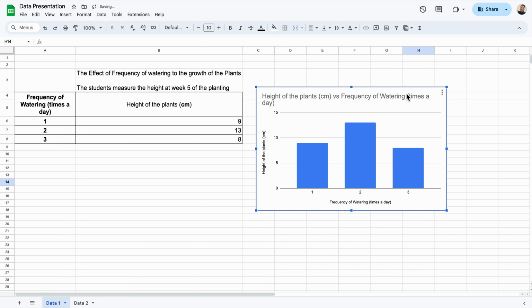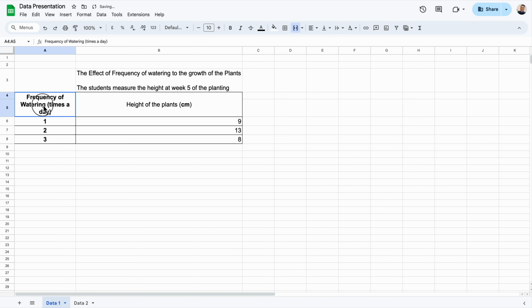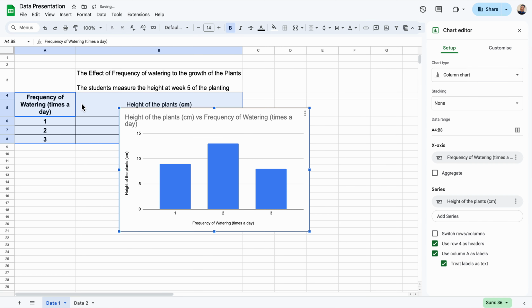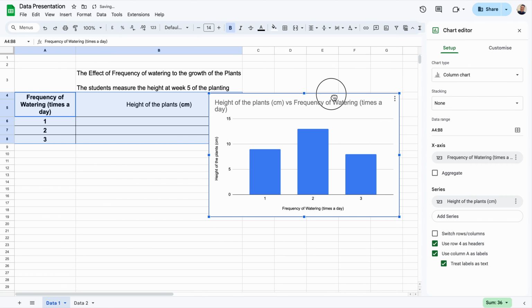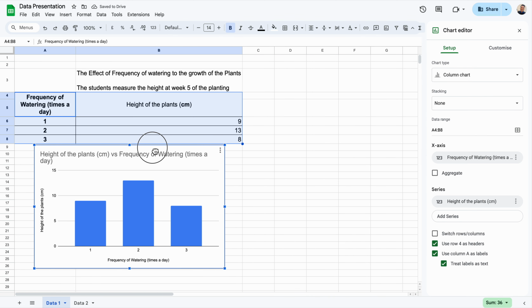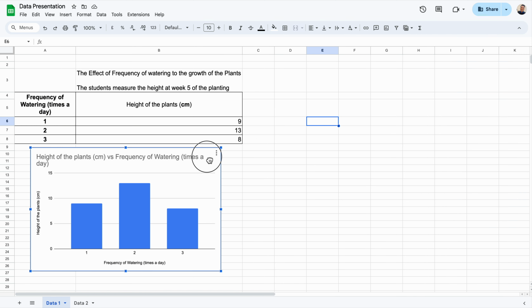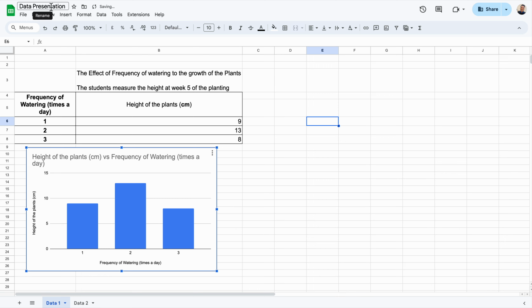Let me repeat how to do this. Block this table, then insert, then chart, and it will directly appear for you. You can copy this, and you can download the chart and everything. So that's part 1, making a data presentation in the form of a column chart or bar graph.